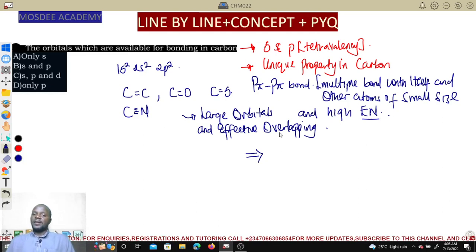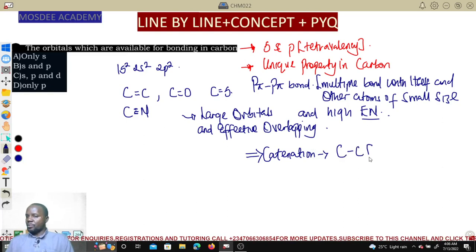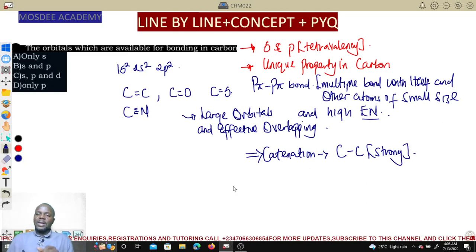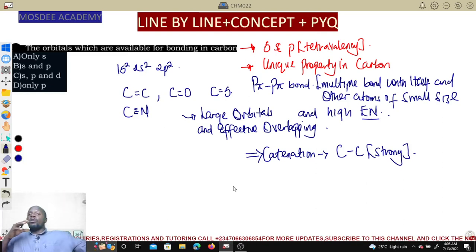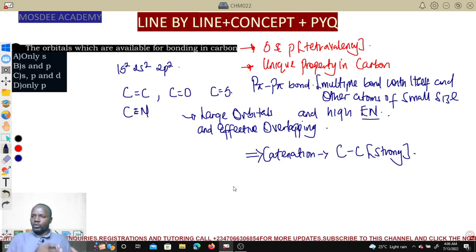So please, the next special property, apart from P-pi-P-pi, is catenation, which you have also studied in junior classes. That is the property by which carbon can bond with itself. The bond of carbon and carbon is very strong, and this is the reason why catenation occurs. The ability of carbon to bond with itself to form a long chain is called catenation.